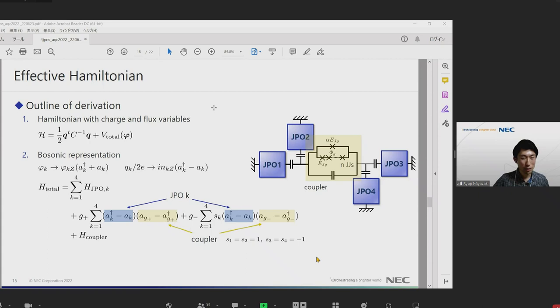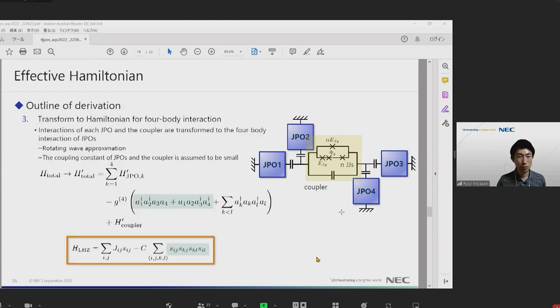Okay, this is the total Hamiltonian, and I transformed that. And the next page, I'm sharing the next page, and this shows that we transform the Hamiltonian to the Hamiltonian for the coupler interaction. Such a transformation uses the rotating wave approximation, and the assumption that the coupling constant of JPO and coupler is small. And then we obtain the effective Hamiltonian, including the Pauli coupling, like that.